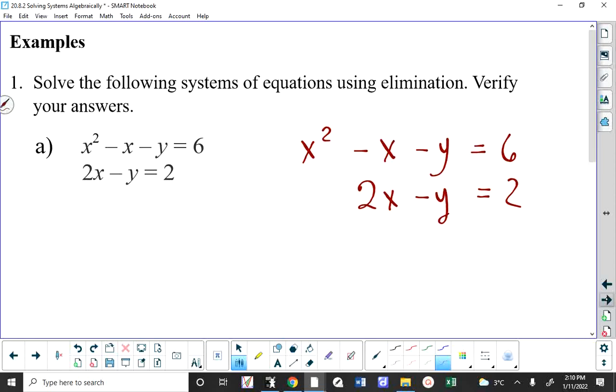Okay. Had this equation here said 2x minus y minus 2 equals 0, which is the same equation, I would still write it this way. I would move that 2 over so it's consistent between the two equations.